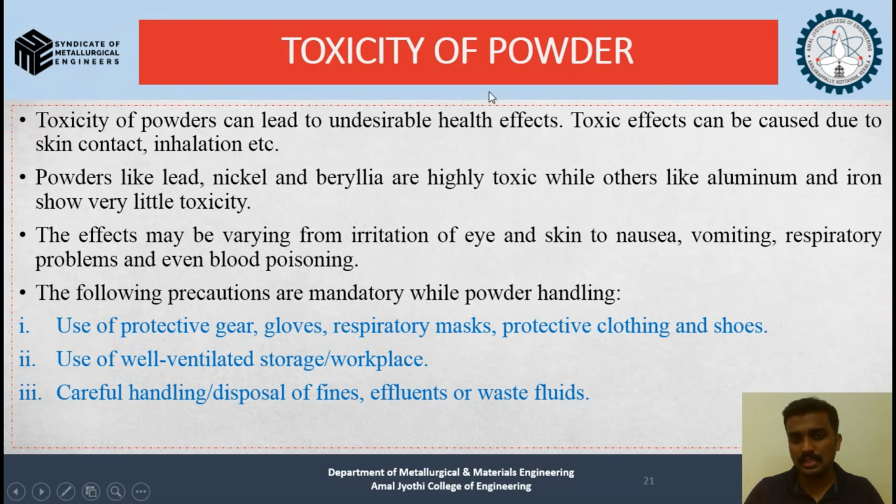So these are the troubles caused by powder, and the following precautions should be mandatory when handling powder: the use of protective gear like gloves, respiratory masks, protective clothing and shoes, as normally used in industry. Well-ventilated storage or workplaces should be used, along with careful handling and disposal of fine effluents or waste fluids. By doing all these mandatory actions, we can handle the powder in a better, safer manner.